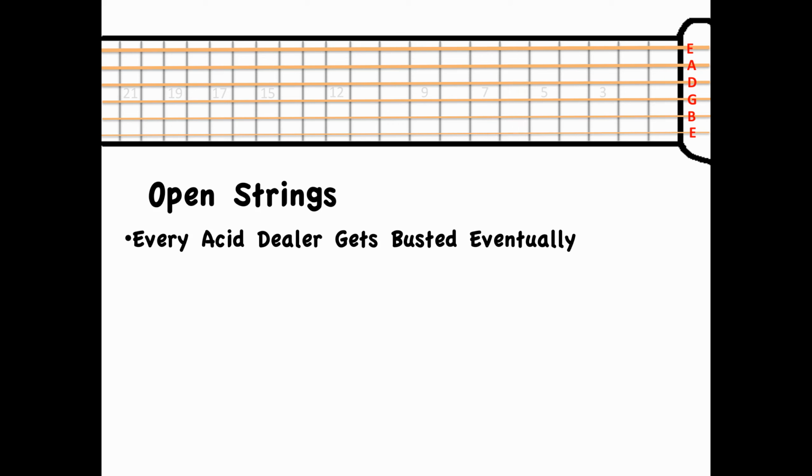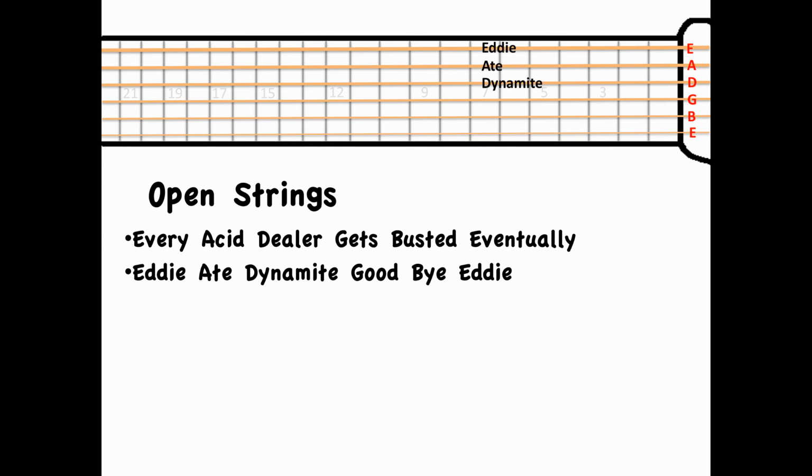If you don't like that one, here's another one that one of my students taught me recently. It goes like this. Eddie ate dynamite. Goodbye, Eddie. That might be more appropriate. And again, the first letter of each of these words is just the names of our open strings. E, A, D, G, B, E.